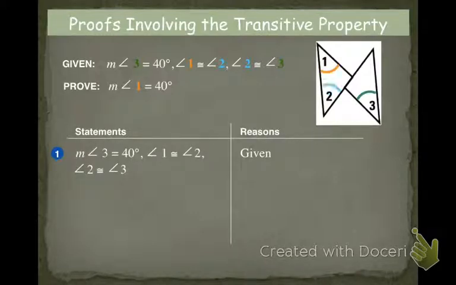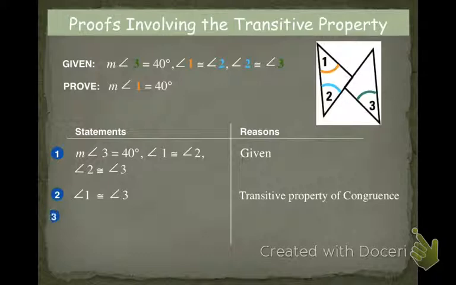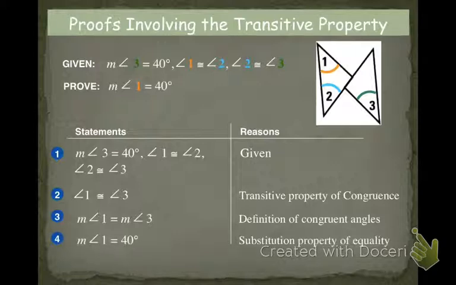Always start out with the given statements. Our second step here is to say that angle 1 is congruent to angle 3 by that transitive property that I had alluded to earlier. Knowing the measurement of angle 3 is 40 degrees, well, sorry, I got ahead of myself. The angles are congruent, but now their measurements are equal, the measurement of the angle, and that's by the definition of congruent angles.